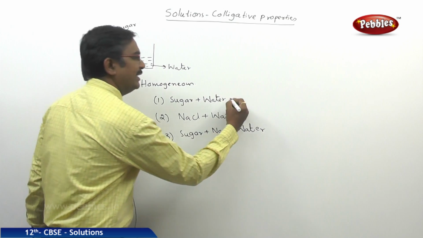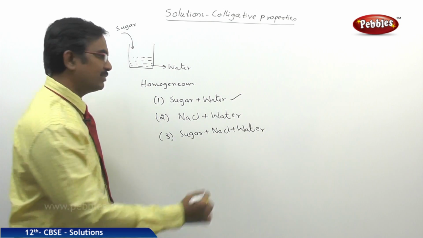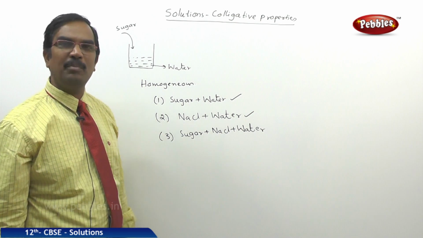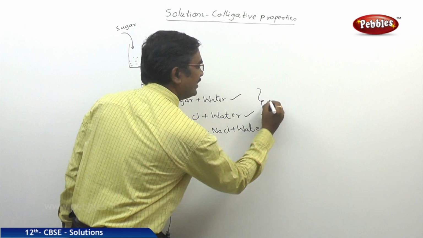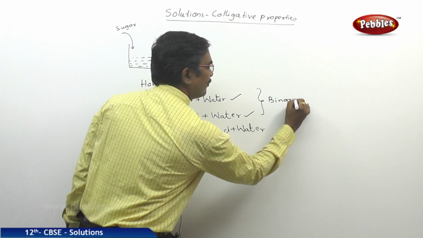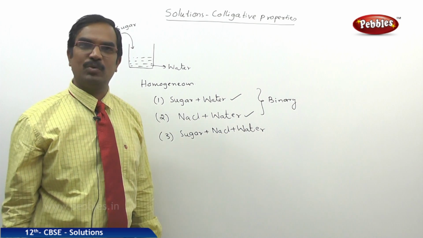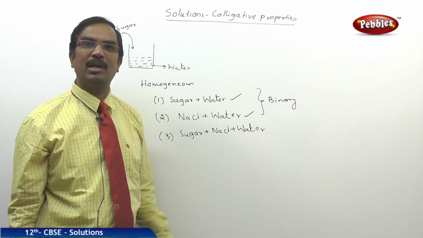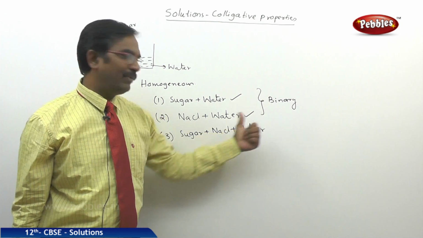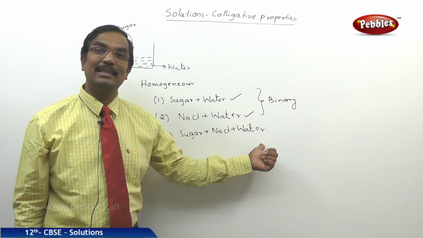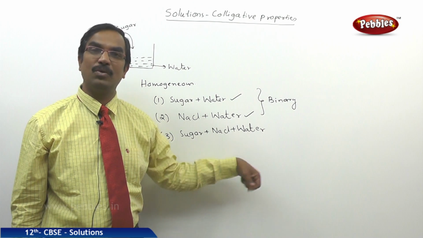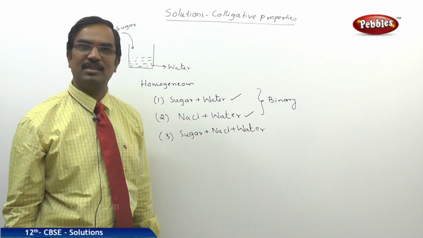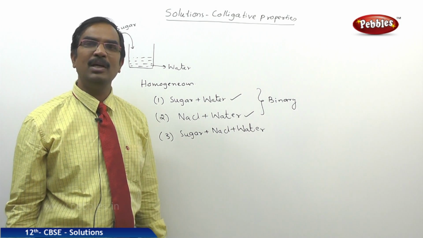In the first two cases, there are only two components. A solution having only two components is basically called a binary solution. So what is a binary solution? It means the solution, or homogeneous mixture, of only two components. If it is three components, it is called ternary. If it is four, quaternary. Usually we will come across binary solutions mostly. That means there will be two components.